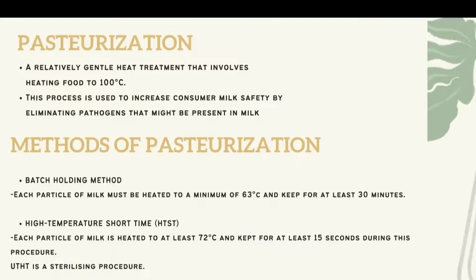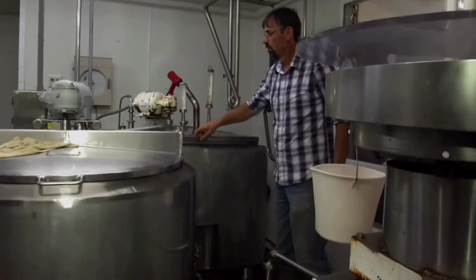In the first method, which is the batch holding method, every particle of milk must be heated to at least 63 degrees Celsius and kept for at least 30 minutes in this manner.